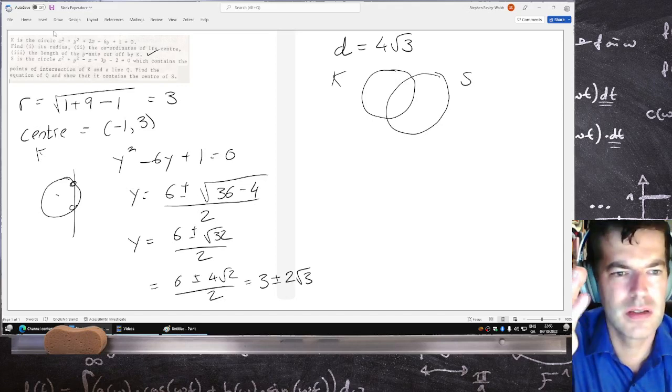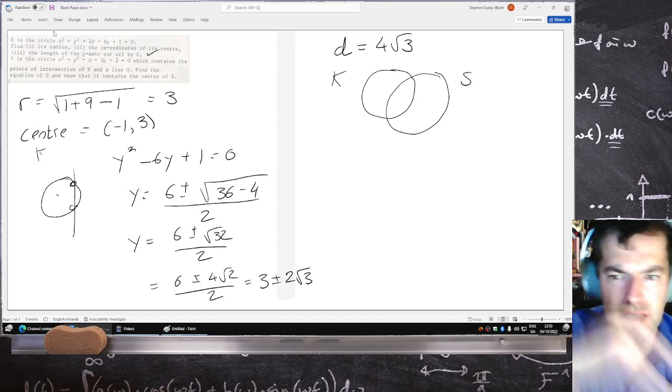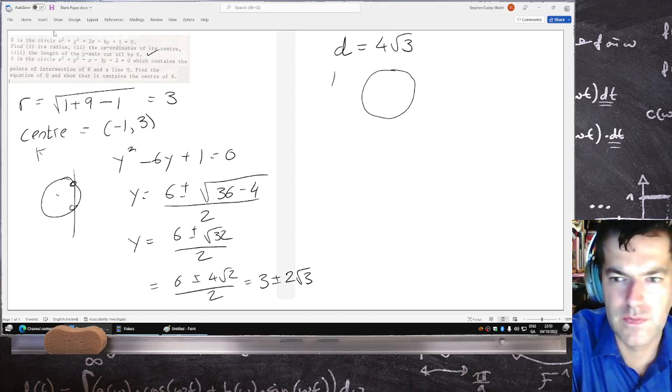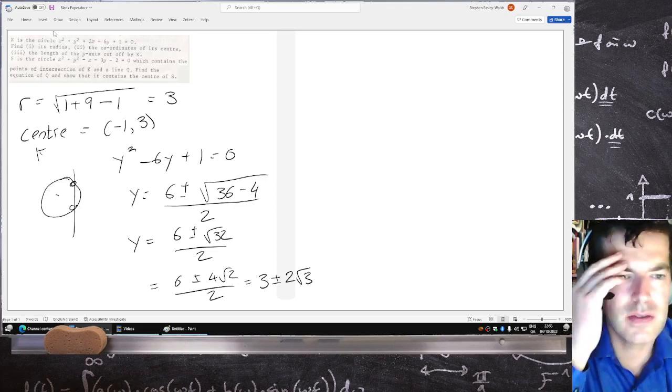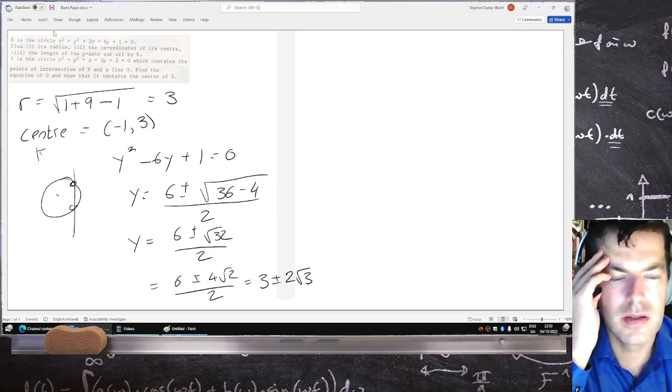What? This question doesn't make any sense. K is that circle. Find its radius, the coordinate. Okay, S is that circle, which contains the points of intersection of K and Q.